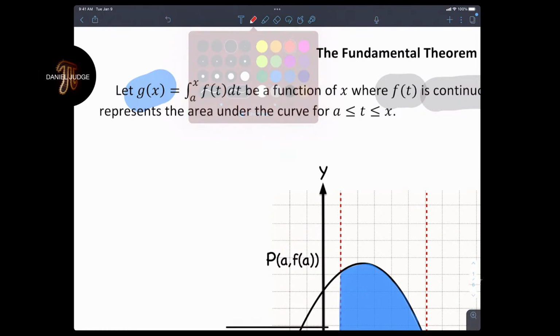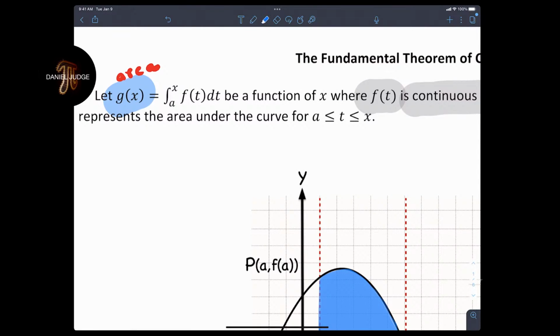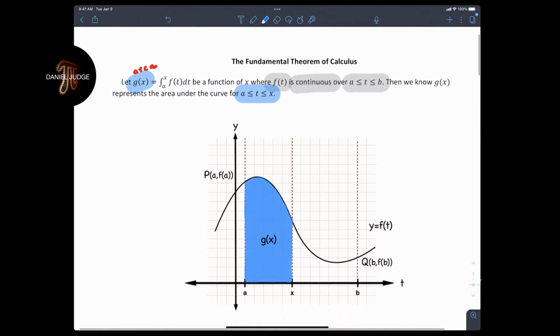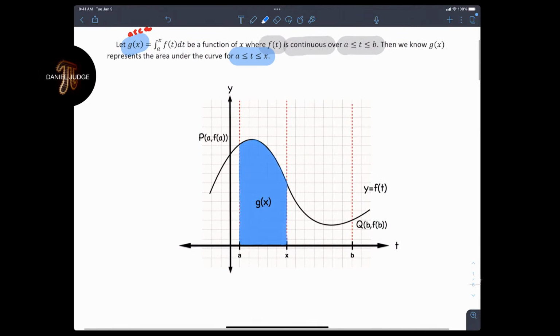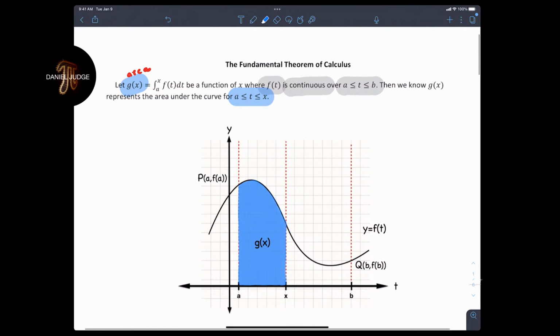So if you can see here, this is the area in blue over the particular interval from a to x. And x is a variable. a is fixed, a is constant. So this is going to give us the area under the curve f. And as you can see, g will be a nice continuous function as well, by the way. But we're going to find that area, this g of x, from a to x. And that's how we define g in the upper left corner there.